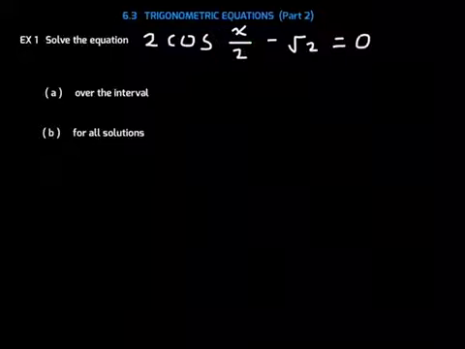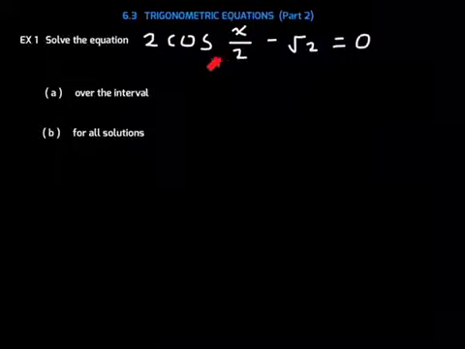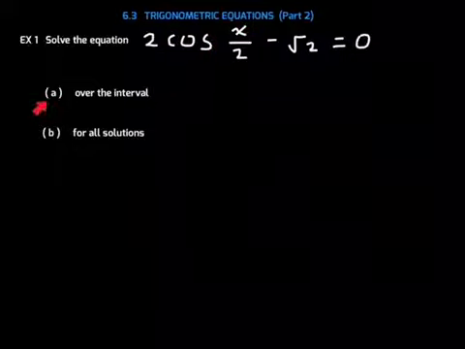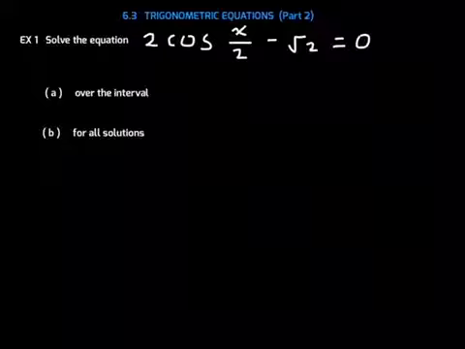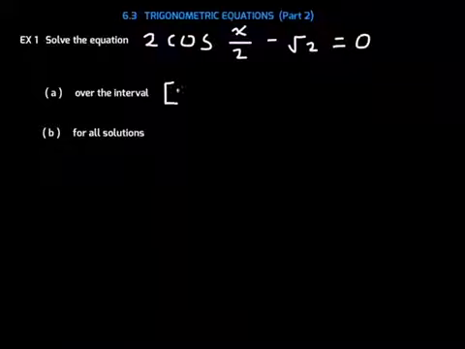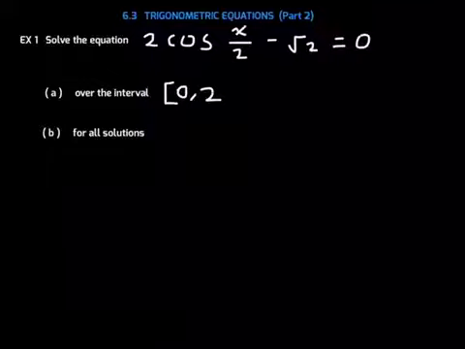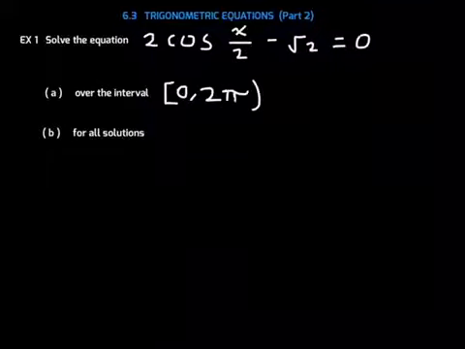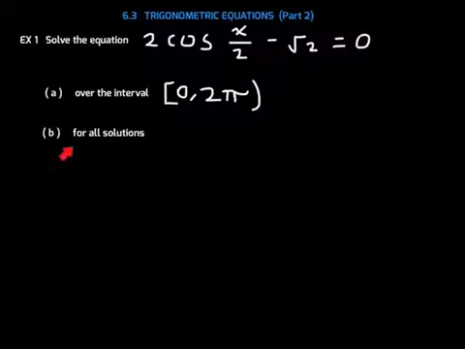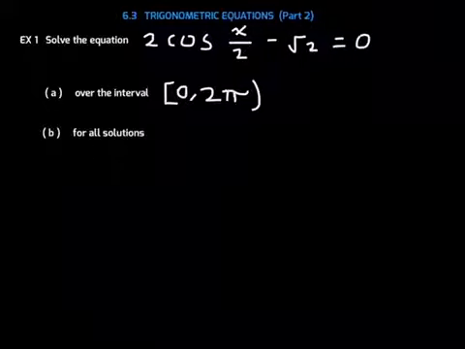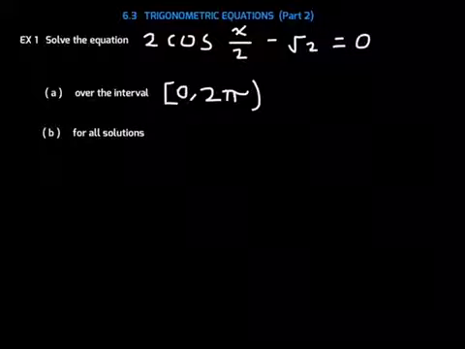But keep in mind, we are solving for x here. The argument happens to be x over 2, but we're solving for x. And there are two parts to this. We're going to first solve this equation for x over the interval 0 to 2 pi. And then after we're done with that, we'll go to the second part, which is solve for all solutions. So let's go for part A, solving the equation over the interval 0 to 2 pi.